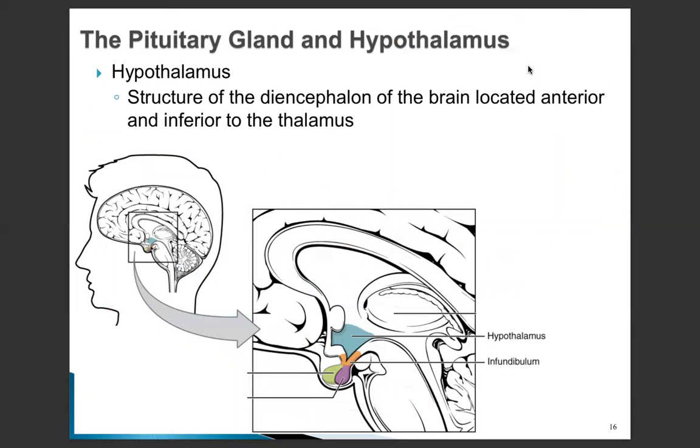So the hypothalamus is a structure of the diencephalon of the brain, located anterior and inferior to the thalamus. Right here we have the hypothalamus shaded in the blue area, and we have the infundibulum, which is shaded orange.